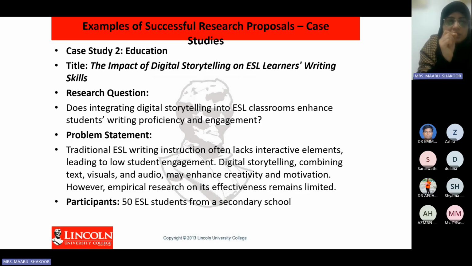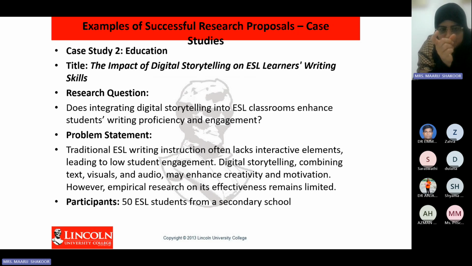Research question: does integrating digital storytelling into the ESL classroom enhance students' writing proficiency and engagement? Okay. Problem statement: traditional, it means it is already done. Traditional ESL writing instruction often lacks interactive elements, leading to low student engagement. Digital storytelling combining text, visual, and audio may enhance creativity and motivation. However, empirical research on its effectiveness remains limited.